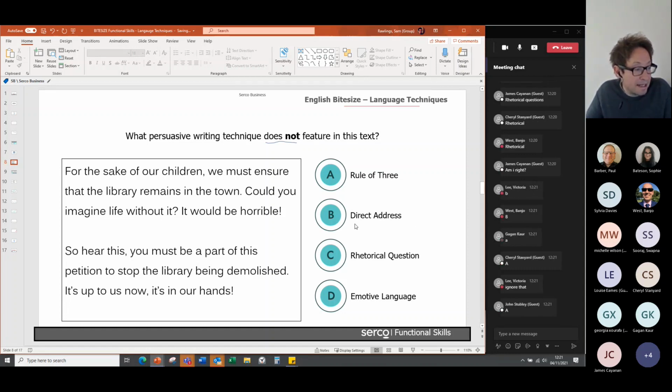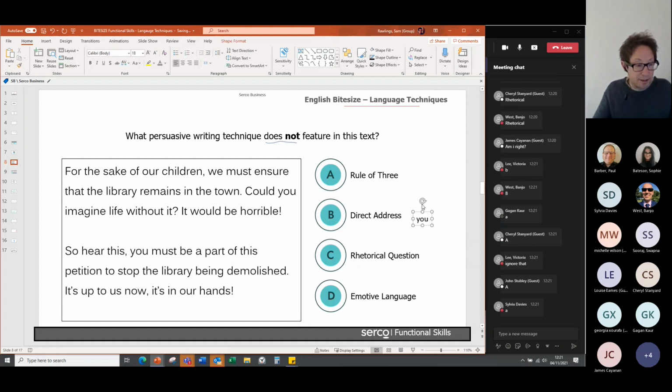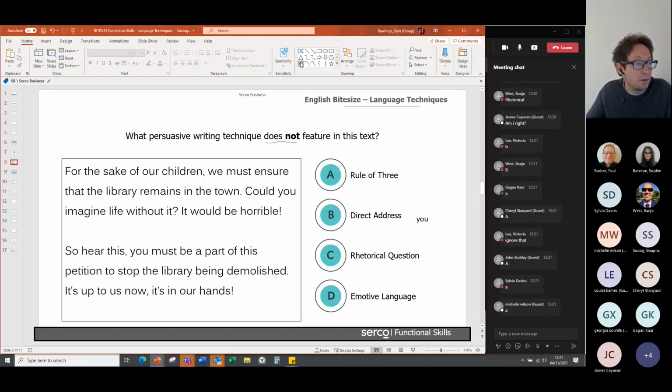I can see a couple of B's, so direct address. So remember, direct address means we're using the word you or your or we or something like that. And you can see that we've got a direct address in here, haven't we? So we're looking for a language technique that does not feature. Direct address is in here, so that's not the correct answer. So it's not B.